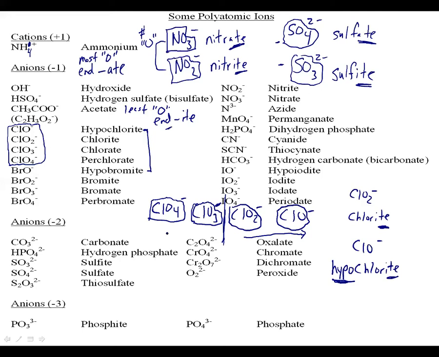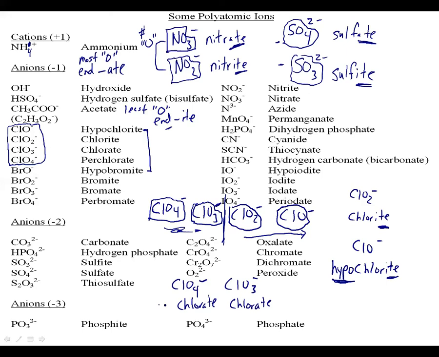And if we look at the other side in that group of 4, we have our ClO4 minus and our ClO3 minus. Both of these have the most oxygens in that group of 4, so they both end with ate. So this would be chlorate, and this would also be chlorate. Again, we can't have the same name for two different things.